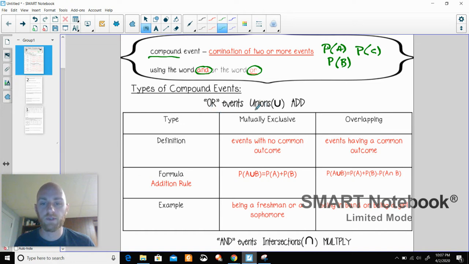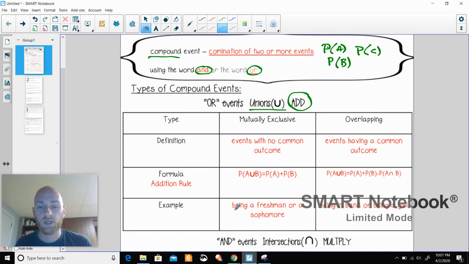And you've seen those before. These are called unions. Hopefully you remember that symbol. And when we see that, we're going to be adding the probabilities together, all right? And so definition, so if we talk about mutually exclusive events, mutually exclusive means has nothing in common. The events have nothing in common.